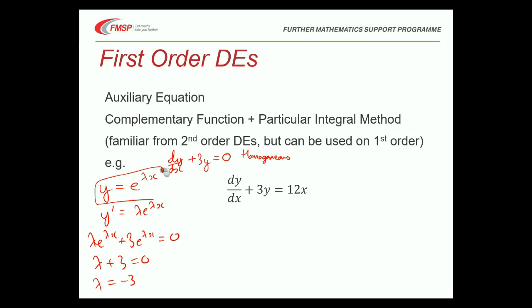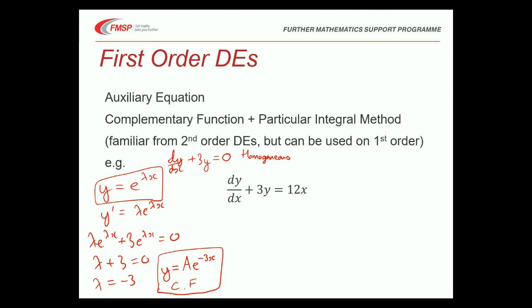And looking back at our original setup here, that means that the solution to the homogeneous case would be some constant, which I'm going to call A, times e to the minus 3x. So that's what they call the complementary function, which is a posh way of saying the solution to the homogeneous case for any differential equation.